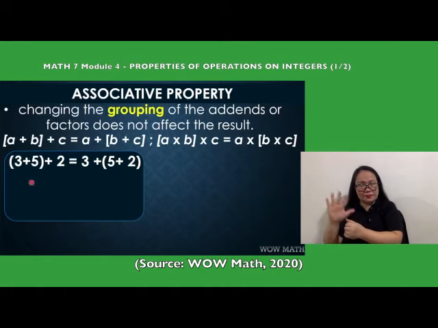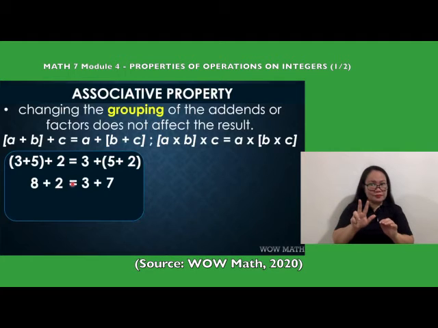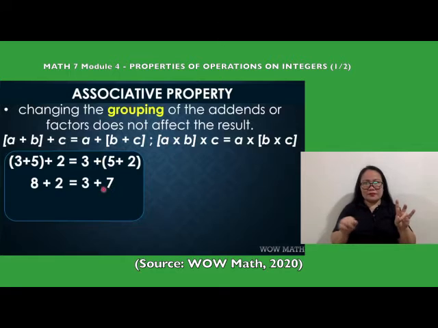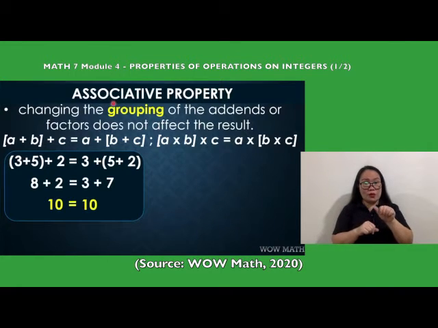3 plus 5 is equal to 8 plus 2. And then on the right side of the equation, we have 3 plus 5 plus 2, that is 7. Now, kung mapapansin nyo, magkaiba sila. Okay? Let's see if they are still equal under associative property. So, 8 plus 2, that is 10. 3 plus 7, that is also 10. Now, what have you noticed? They are still equal. Okay, so therefore, associative property is true under addition.